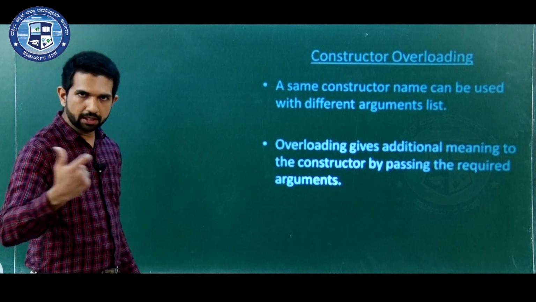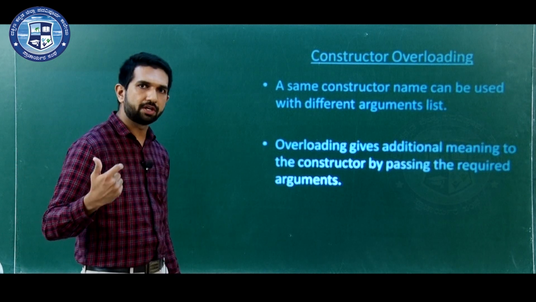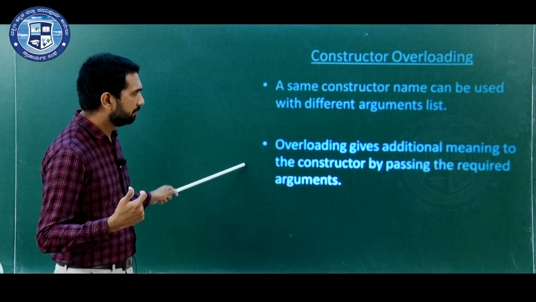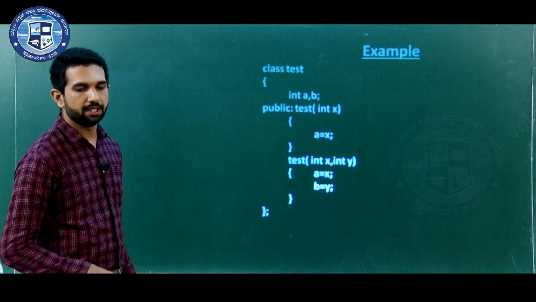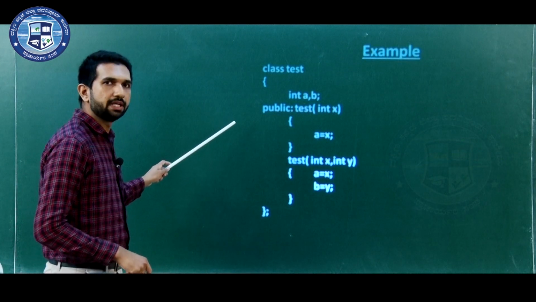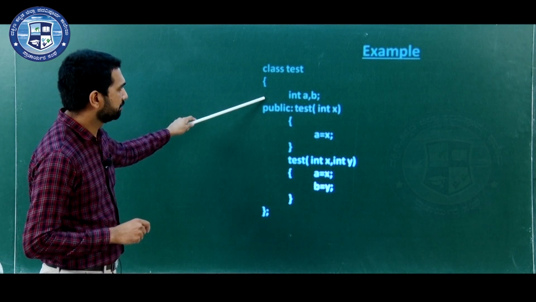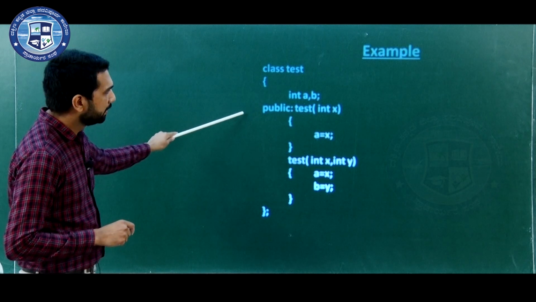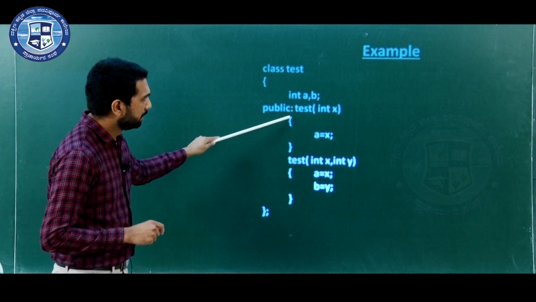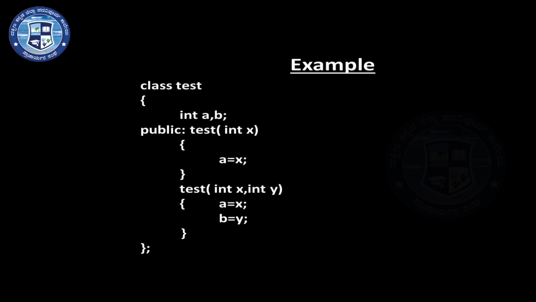Whenever a different number of arguments or different types of arguments are present, it gives some additional meaning to the compiler. In this example, we can clearly see what constructor overloading is. The class name is given as test with the two data members A and B. In the public section, you can see one constructor with one argument. Here test is a constructor which has one argument, int x. A is equal to x indicates the initializing part, that means the value of x is given to A.